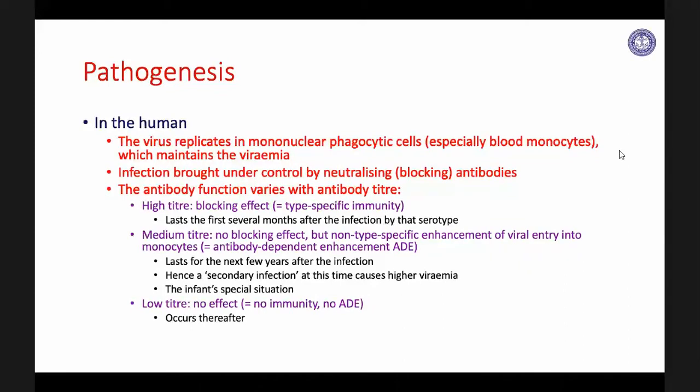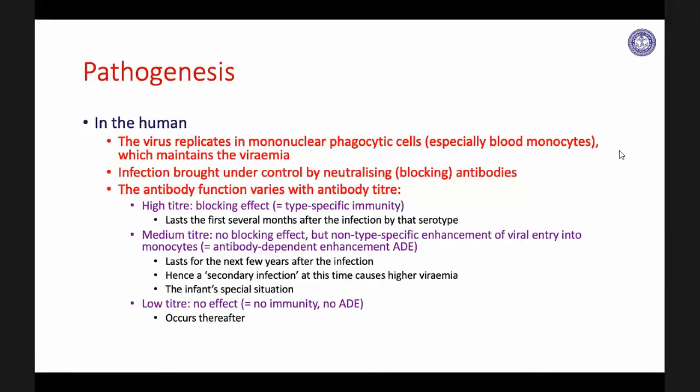So let's say, for example, you get a DEN 2 infection, and when the DEN 2 antibodies are in high titer, it will be giving type-specific immunity. So it is giving you immunity against DEN 2, but not against the other three serotypes. Now, this sort of high titer is maintained in the first several months after infection by that particular serotype. But thereafter, the titer falls to a medium level, and then there is no blocking effect on even DEN 2. But more importantly, it also has a type non-specific enhancement of viral entry into monocytes.